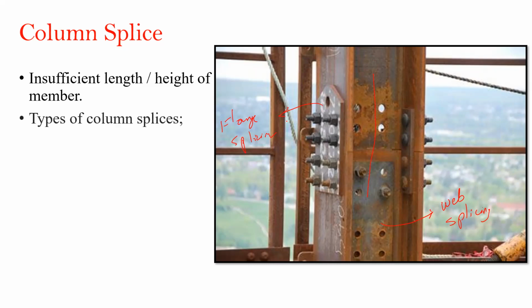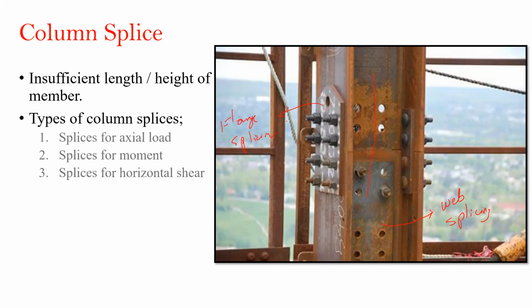So we have three different types of column splices. The first one is splices for axial load. That means you are going to design the splices only when there is an axial load, and splices for moment, and the last one is splices for the shear. So these are the three cases. In some cases, you might experience only the moment and load. In some cases, you might experience all the three, or in some cases, any one of the three. So it depends on the situation. However, we are going to design for all the three cases in the design of splices.